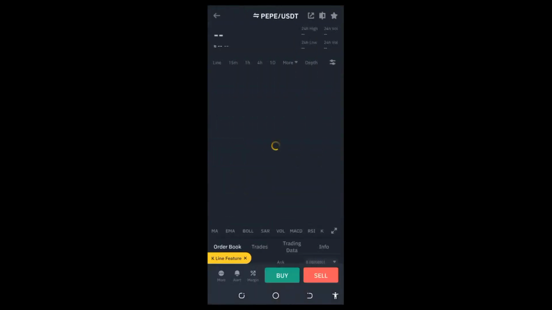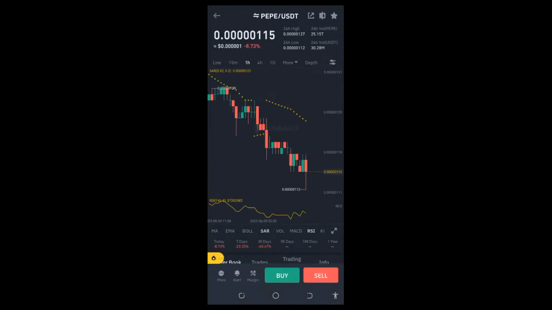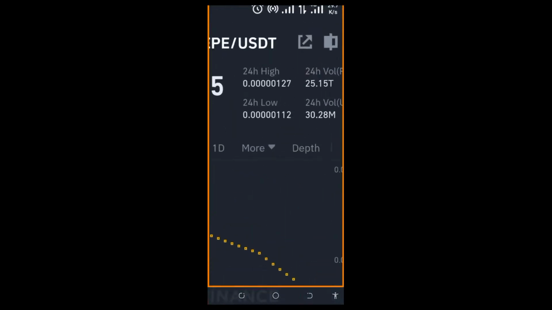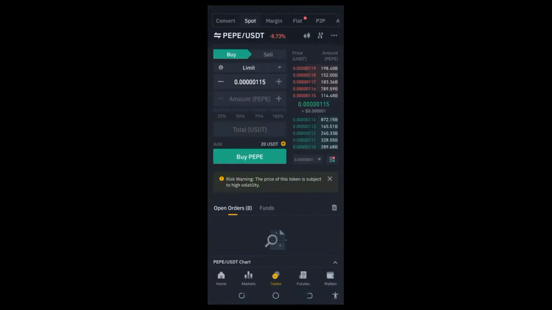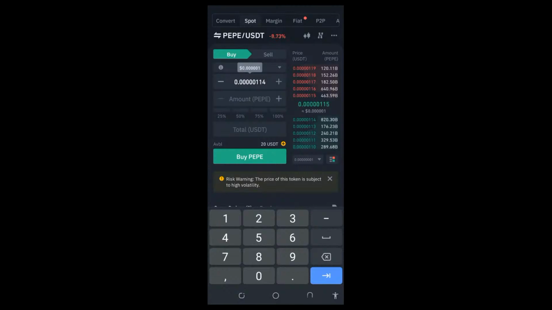So let's go to the charts and look at the all-time high and the all-time low within the last 24 hours. Now look at this. The all-time high for the last 24 hours is 0.0000127, while the all-time low is 0.0000112. So let's go ahead and choose something right in between, right? We're currently at 115, 114. So let me come down by just one at the edge, and then try to simulate.